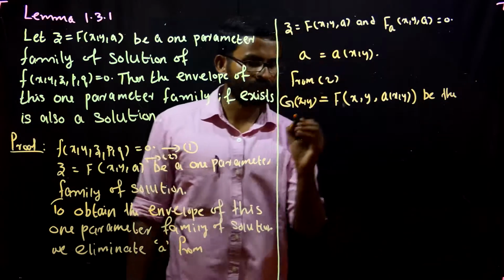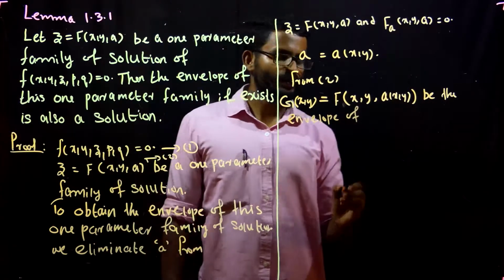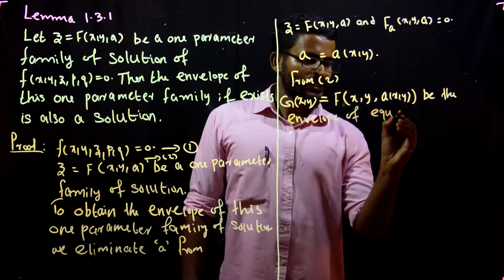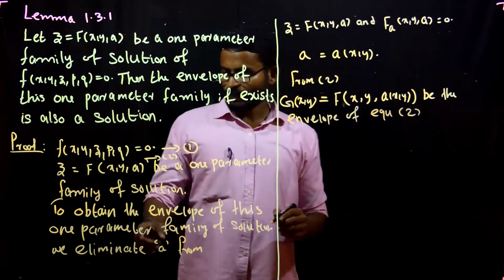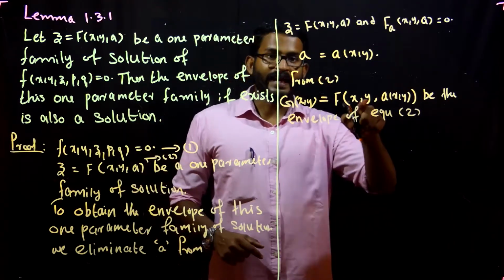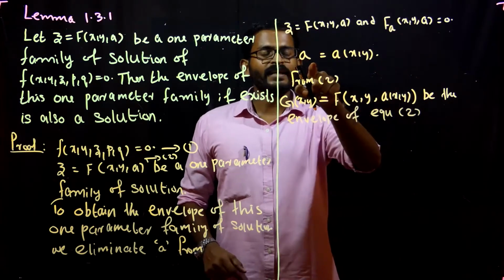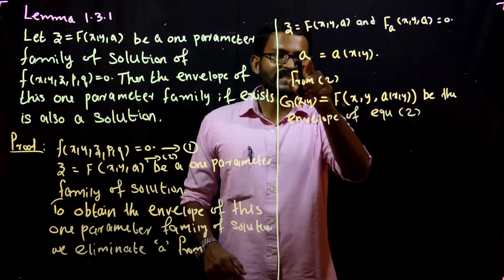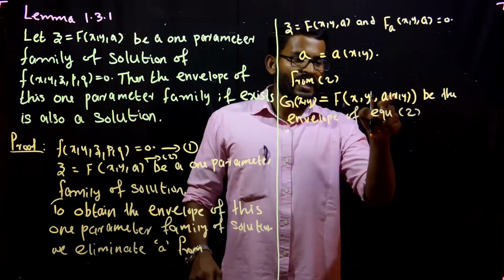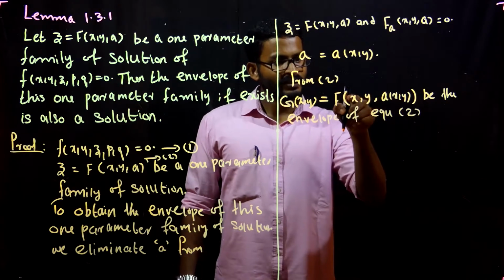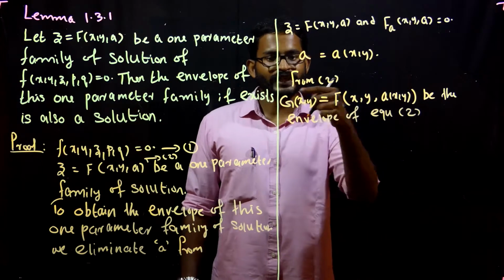be the envelope of equation 2. That is, we form an envelope for equation number 2. For that, we obtain a in terms of x and y, and we substitute this a in our equation number 2. So we get f of x, y, a of x, y, and this is the envelope of equation number 2, that is the one parameter family, and we denote it as g of x, y.